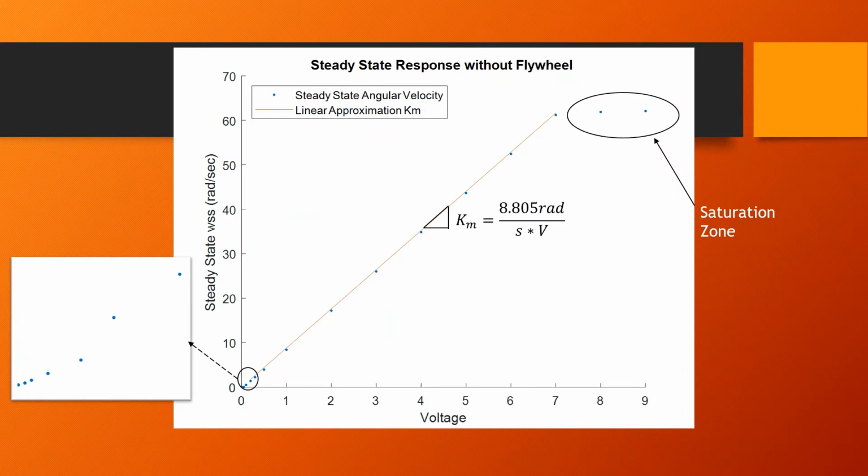This figure demonstrates the linear regression performed for the data without the flywheel. The steady-state angular velocity was plotted against the input voltage. As you can see, the left side of the figure zooms in the flat area displaying the dead zone. Meanwhile, the right side displays the saturation zone in the data. During the linear regression, it was important to only plot the linear portion that was used. The motor gain was then captured as the slope of the linear regression, yielding a value of 8.805 radians per second volts.